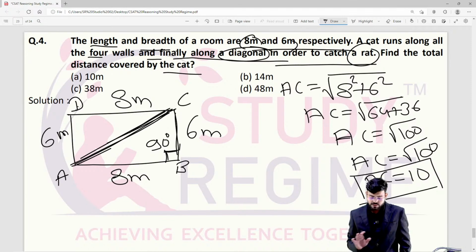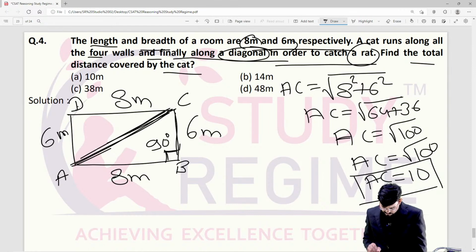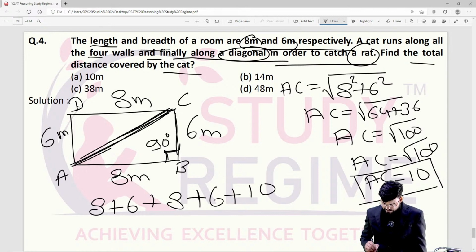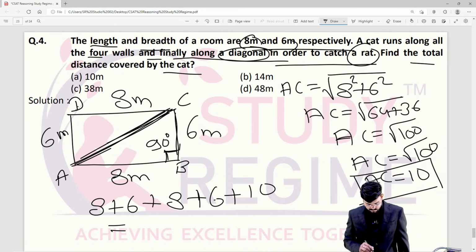Now find the total distance covered by the cat. What you have to find? You have to find the total distance which is covered by the cat. The cat starts from A to B, B to C, C to D, then D to A and again from A to C. Okay, just write it down. 8 plus 6 plus 8 plus 6. This is the distance which is covered along the 4 walls plus the diagonal. Plus the diagonal. Clear what it is?